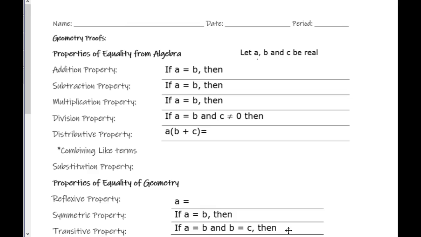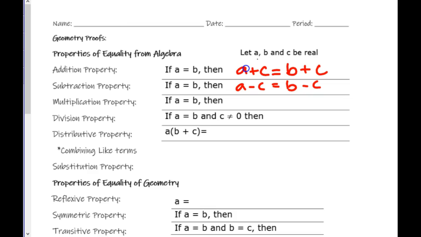So when you add on both sides, that is called the addition property. So if A equals B, A plus C equals B plus C. All that means is if you add a number on each side, it's going to stay equal. Okay? If we subtract on each side, it stays equal. So the subtraction property is A minus C equals B minus C. Now, if this doesn't make sense yet, it will when we go to the back. I'll show you an example. Okay?